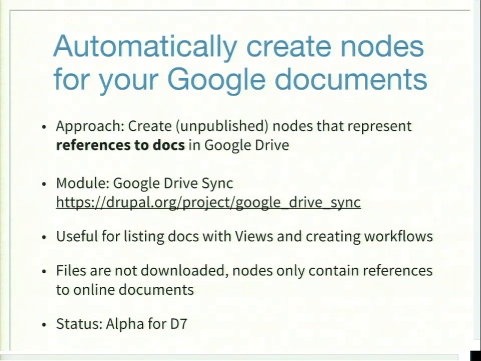One thing you can do is automatically create nodes for your Google documents. Depending on your workflow, this could be handy. The idea is that you create unpublished nodes that represent references to docs in Google Drive. In other words, someone goes into Google Drive, creates a new word processing document, and Drupal will automatically create a corresponding unpublished node in the Drupal site. That might be useful, for example, for creating a view that automatically lists all unpublished nodes with a certain tag or certain criteria. This way, you are bridging the gap between documents created in Google Drive and nodes that represent those documents in Drupal.